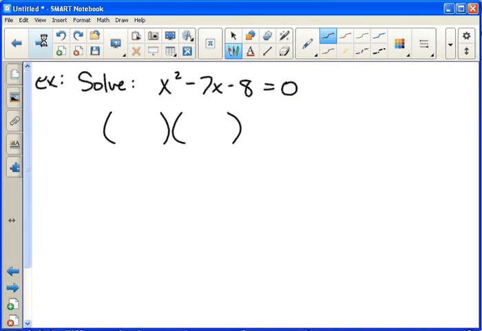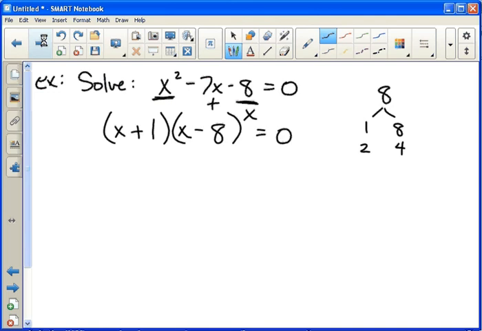Okay, we know the front is going to be x's because we need to multiply to be x squared. Now we need to find things that multiply to be negative 8 and add up to negative 7. So one thing you can do if you need to is come over here and list the factors. We could do 1 times 8 or 2 times 4. So I need to figure out which one of those I can use to make a negative 7. Well, it looks like it's going to be 1 and 8. And if I want a negative 7, it's going to have to be a positive 1 and a negative 8. So 1 and negative 8 multiply to be negative 8 and add up to negative 7.